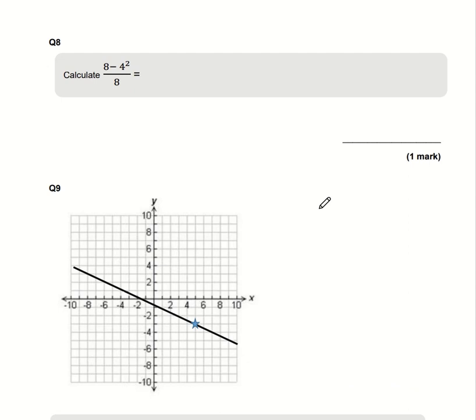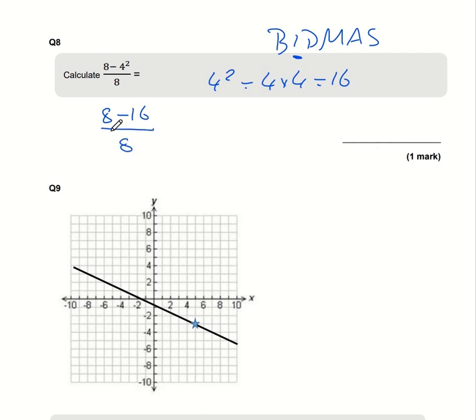Question 8. Now this is a question about BIDMAS, the order of operations. We don't have any brackets, but we do have some indices. 4 squared is 4 times 4, which is 16. So the question is 8 minus 16 divided by 8. Notice it's the whole thing divided by 8.